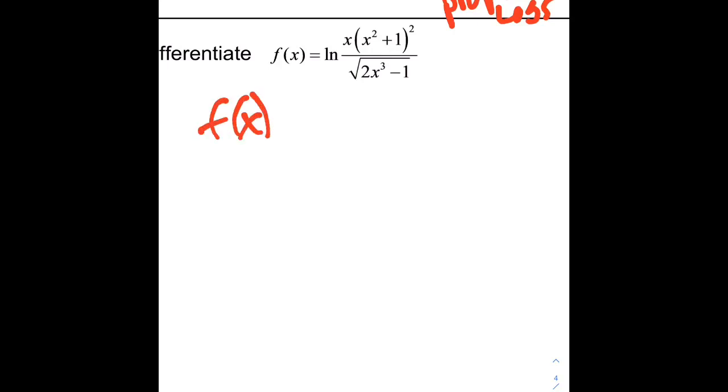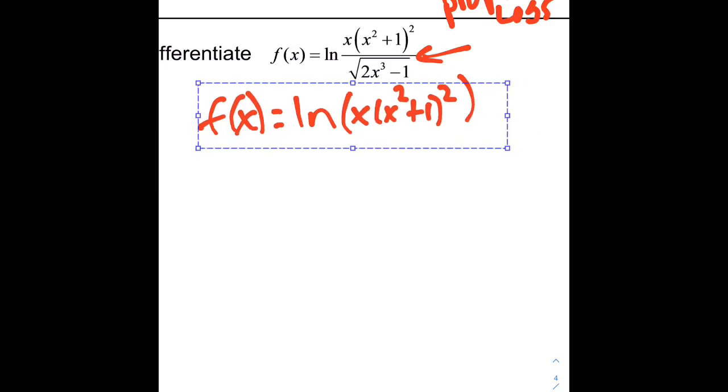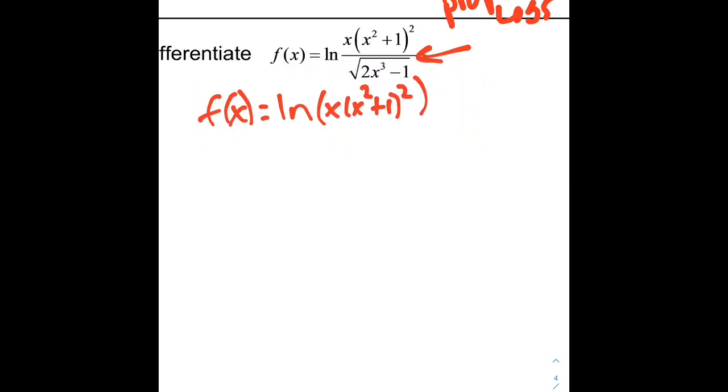Well, I'm taking an algebra step. I have a quotient. So this tells me to take the natural log of x times x squared plus 1 squared, and I need to make this a little bit smaller. All right, and we're going to subtract off the natural log, and I'm going to go ahead and write that as 2x cubed minus 1 to the 1/2.